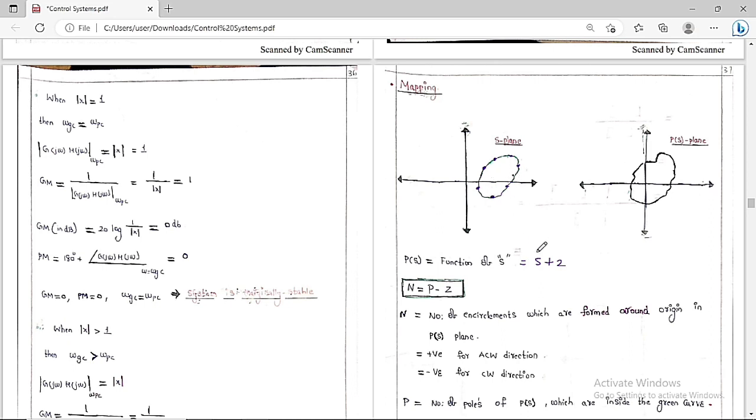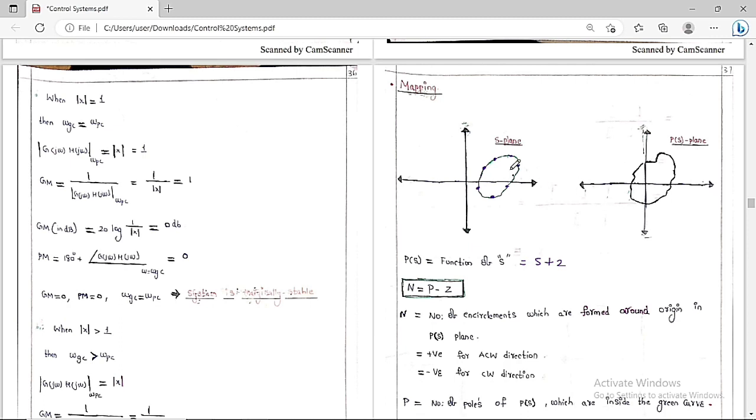If you substitute all these points here, you are going to get some complex numbers. If you plot all these points on this plane, let me assume we are going to get it in this format. So this is called the P of S plane. If you put all these points in this equation, we get some complex numbers, and if you plot them in the P of S plane, we get this format. This is the basic thing I want to explain.